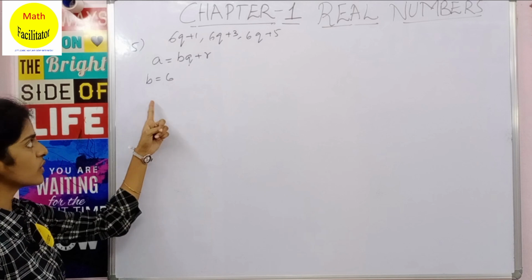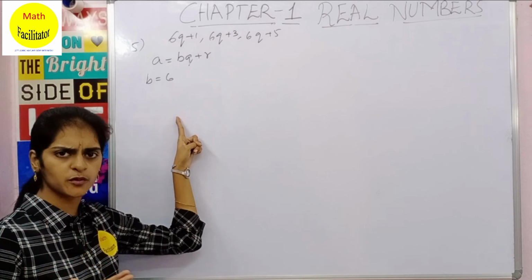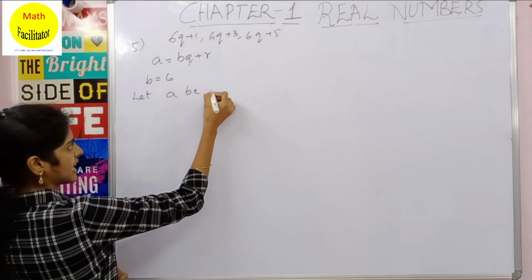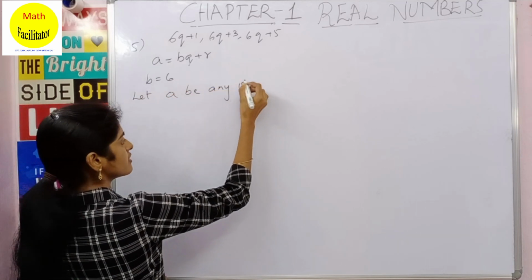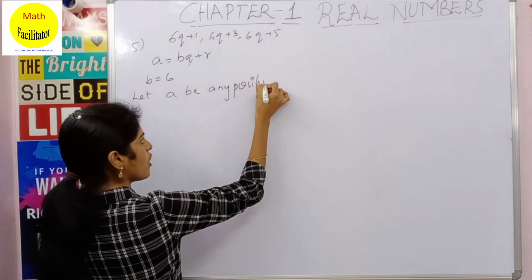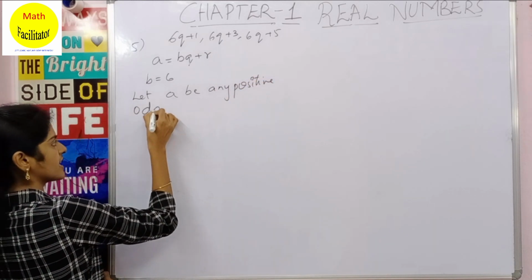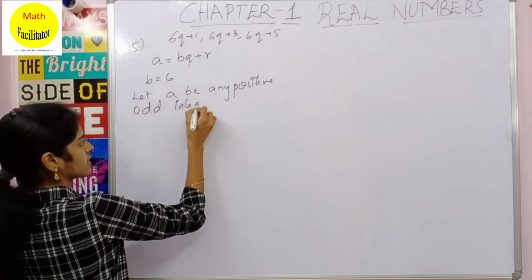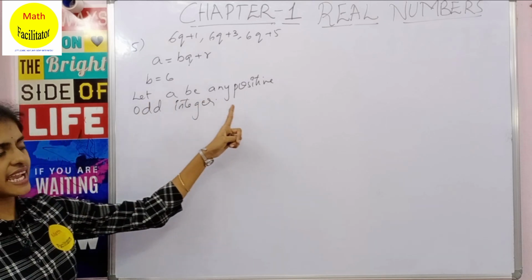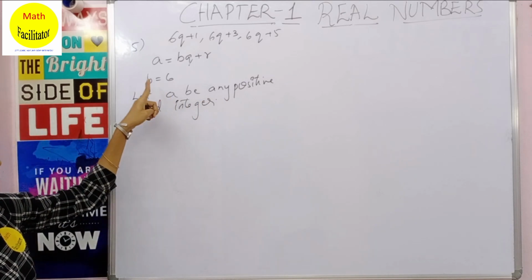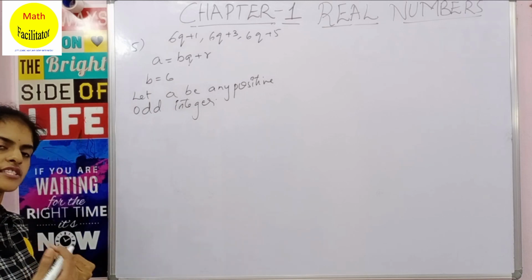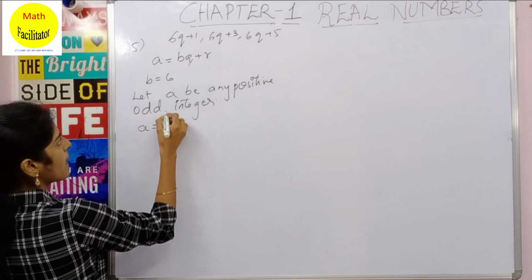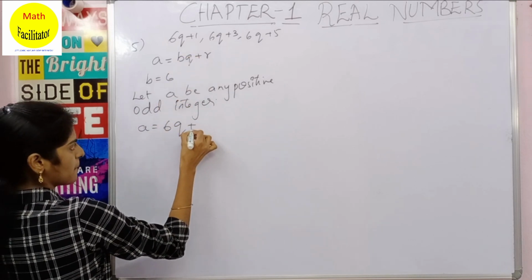So let us take b equal to 6, as I explained in the earlier problem also. Now let a be any positive integer. What do we want? We want a positive odd integer, so let that positive odd integer be a, and the value of b you are taking is 6. Okay, so now substituting this in Euclid's division lemma, what do you get? a is equal to, b is nothing but 6, so 6q plus r.